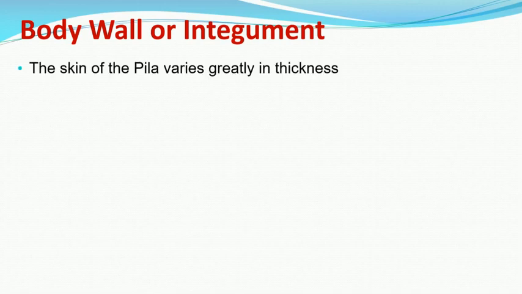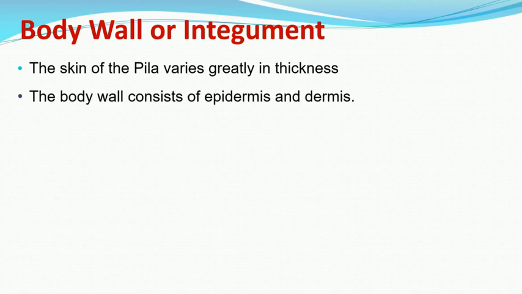Now we move on to the last part of the topic, that is the body wall or integument. The body wall of the animal, or in simple terms the skin of the pila, varies greatly in thickness and it consists of two layers, that is epidermis and dermis.